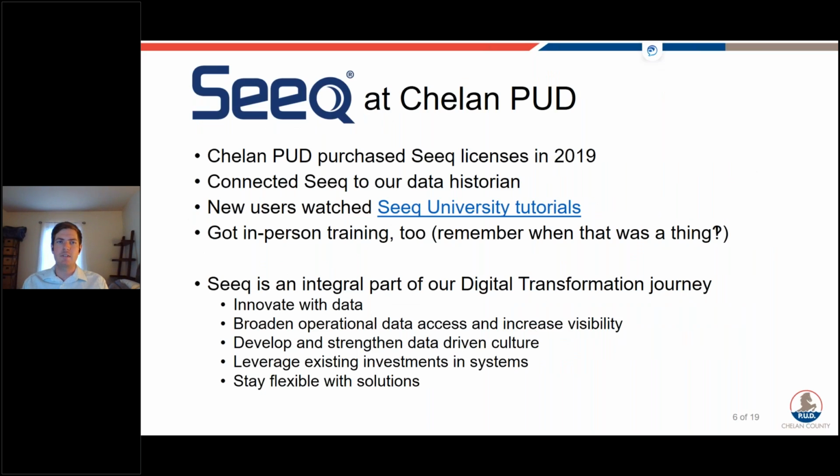So, Seeq at the PUD. We purchased our first Seeq licenses in the latter half of 2019 as a way to do more visual analytics on our sensor data. We primarily use OSIsoft's PI data archive, and Seeq has built-in connectors for PI as well as other data historians. Within a few days of buying licenses, we were able to start using it for analysis, thanks to their excellent video series called Seeq University.